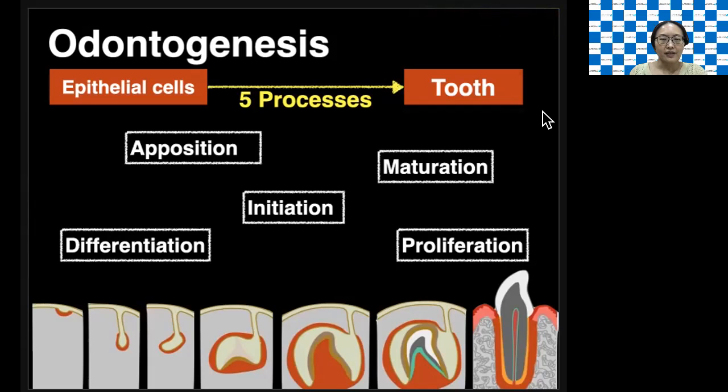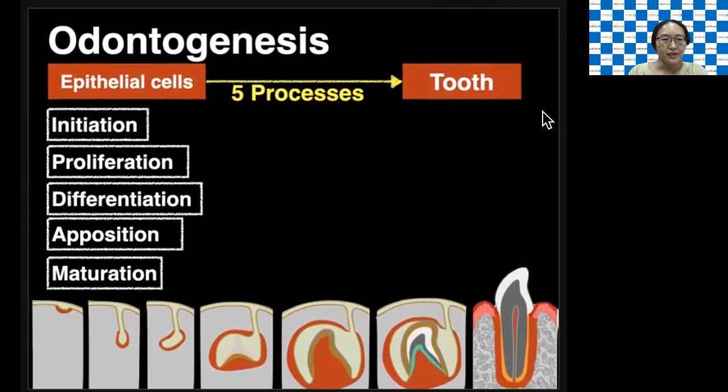Okay, let's check the answer. These are the order of the 5 processes, beginning with the initiation, then proliferation and differentiation, and apposition and maturation. Let's see more detail about the differentiation.